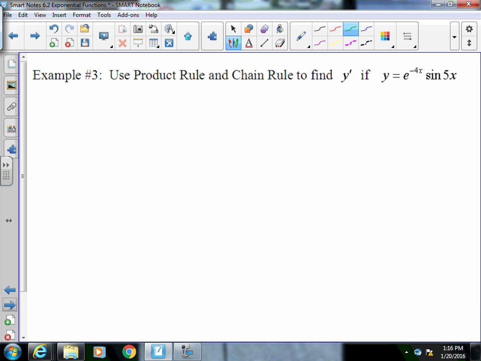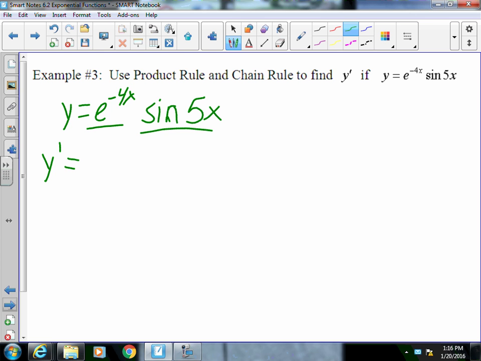Next one, same idea, only it's going to combine the product rule with the chain rule. So if I'm going to derive this, we know we need the product rule because we have two things multiplied that both have a variable. And I need the first, e to the negative 4x, times the derivative of the second. And the derivative of sine of 5x is cosine of 5x times 5. Using the chain rule, the derivative of 5x is 5.